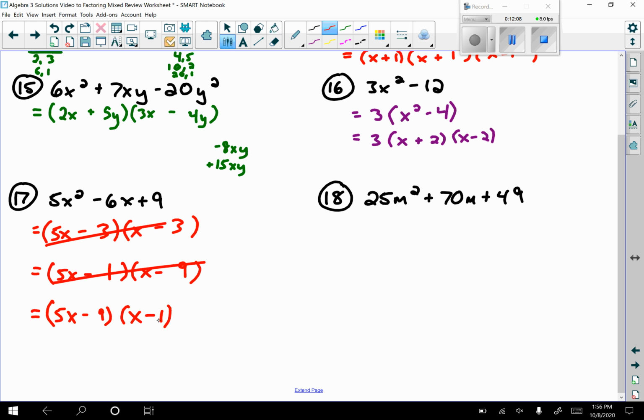Out here, I'm going to have a negative 5x. On the inside, I'll have a minus 9x. That, again, doesn't give me a negative 6x. We tried everything. Nothing works. So this is a case where it cannot be factored. We say it's prime.